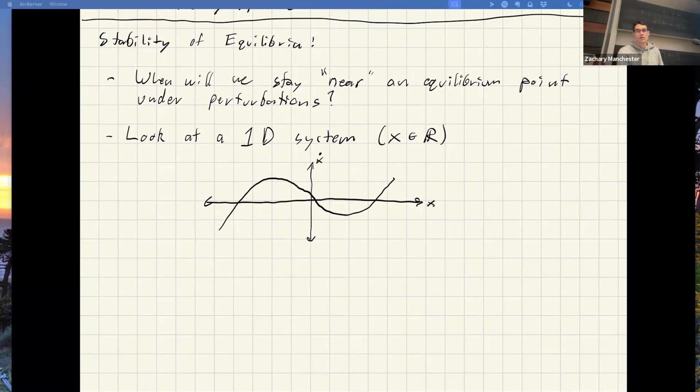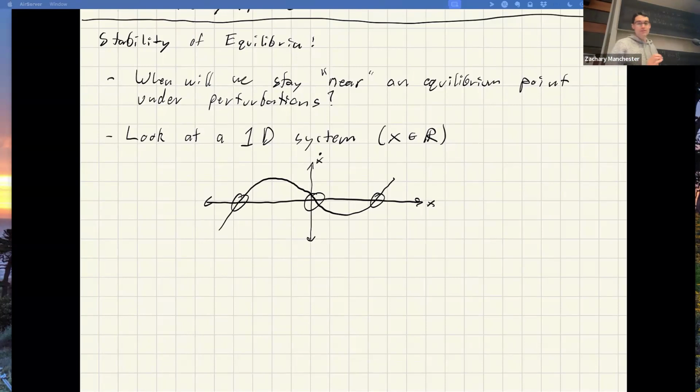Okay, so first question is, where are the equilibrium points of this system? The point at which it crosses the x-axis, right? It's where y equals 0. Yeah, cool. So we've got 3 of them in this case, right? Like here, here, and here. Cool. Okay, so next question is, which of these is stable and which of these is unstable?